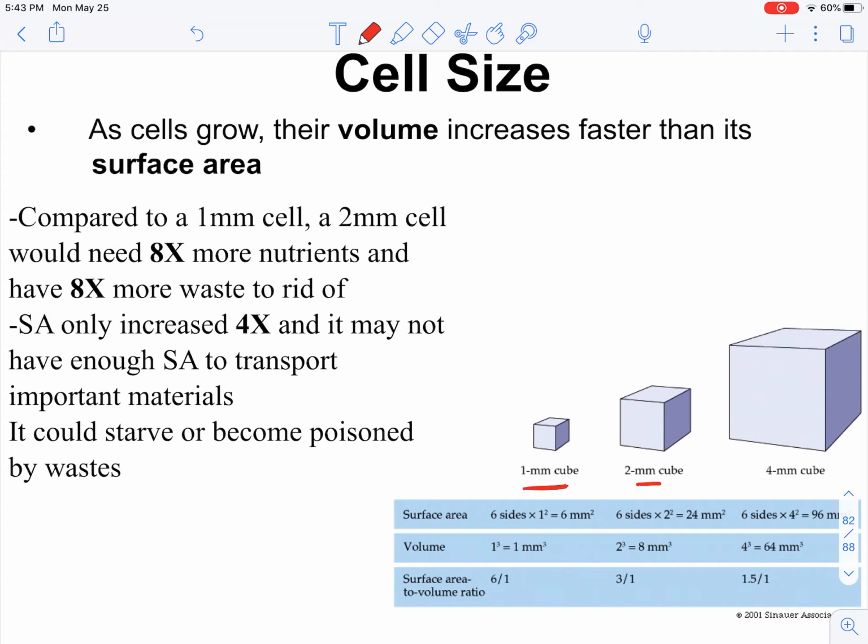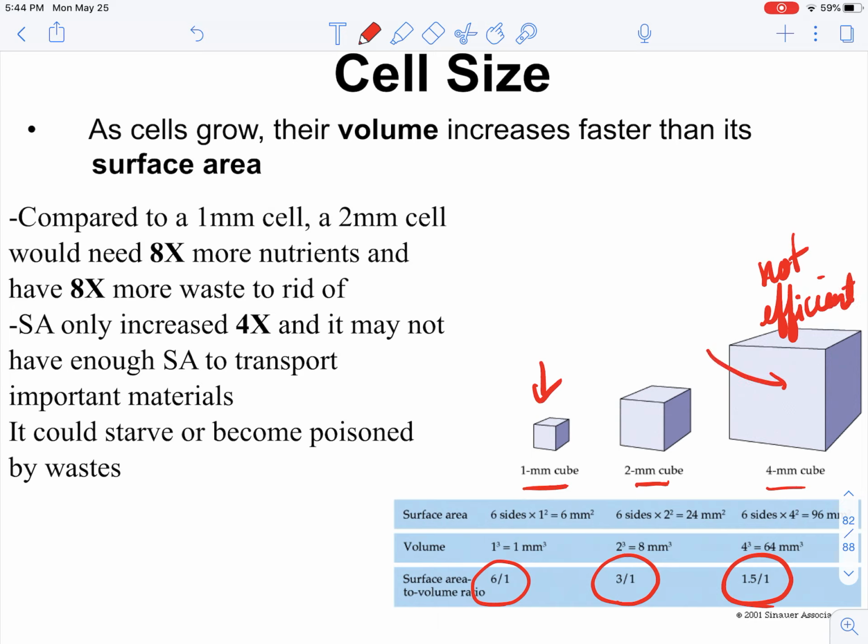If you look at a 1 millimeter cube versus a 2 millimeter cube, the surface area to volume is 6 to 1 in the little guy, which would be a higher rate of diffusion than when you're 2 times 2 times 2, a 2 millimeter cube, where you're only going to have a 3 to 1 surface area to volume ratio. You go to a 4 millimeter cube, you get a 1.5 to 1 surface area to volume ratio. So this is not very efficient at getting oxygen and nutrients into the center of the cell.